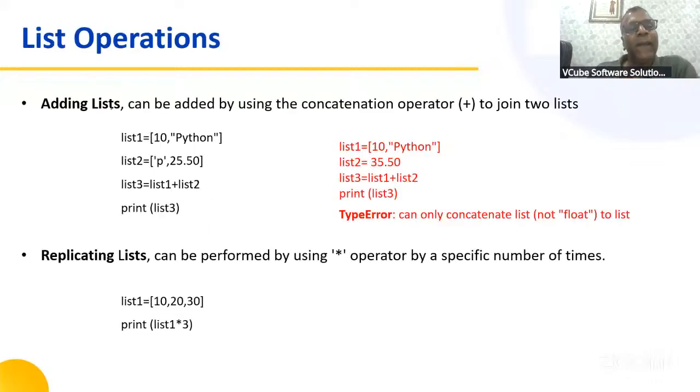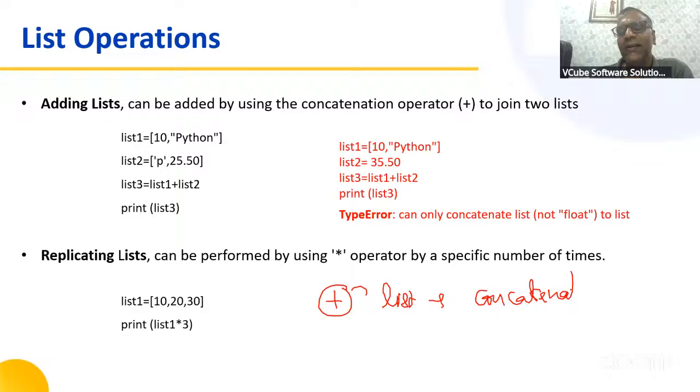Now, whenever I want to add lists, we will use the plus operation with the list. It's called concatenation. Now, whenever we want to concatenate two lists, what will we do? The plus operation will add two lists at a time. Is it okay? Now, you must be careful.